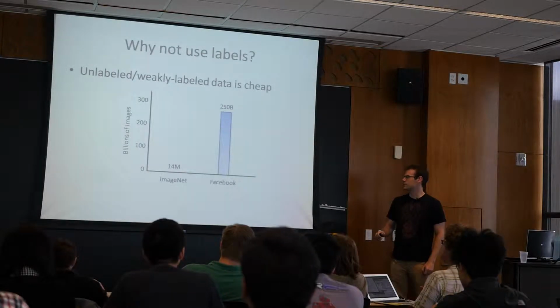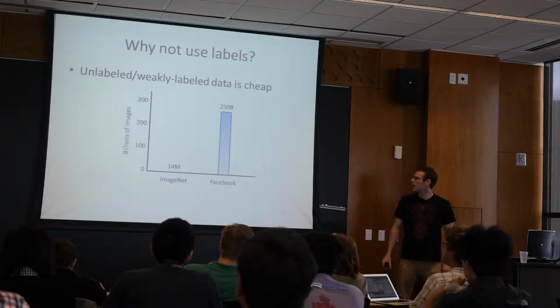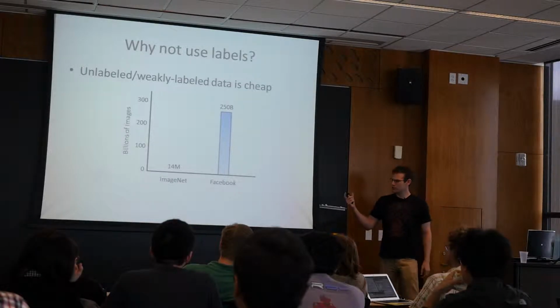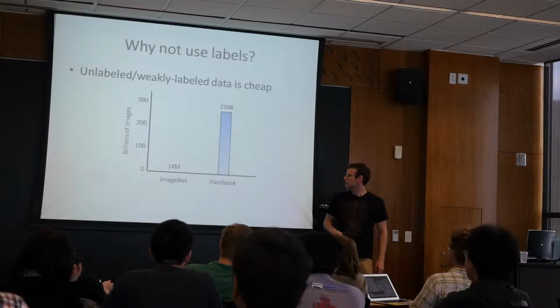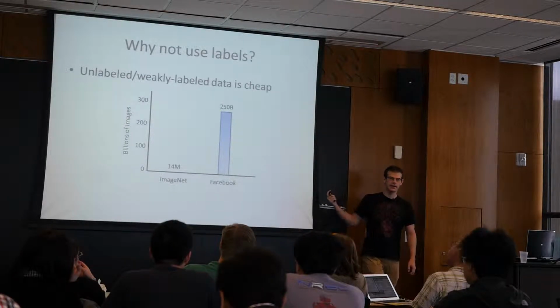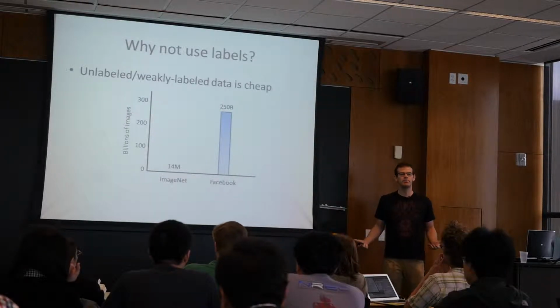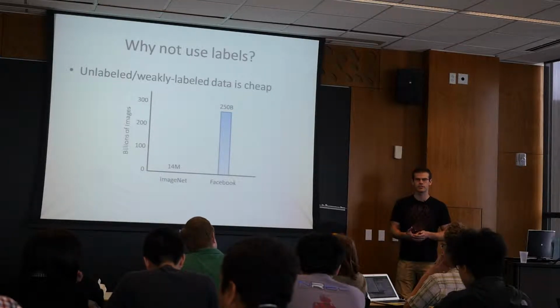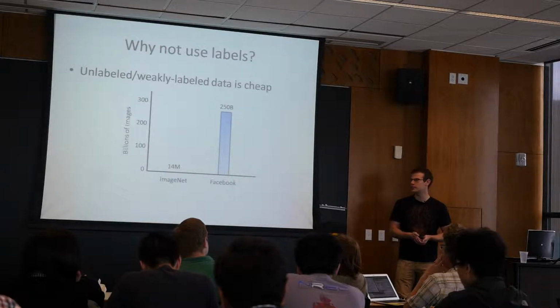But we're not going to assume that we have labels like that. And there's a number of reasons for this. First of all, unlabeled data is much cheaper than labeled data. The largest public labeled data set that we have available to us is ImageNet, with 14 million images. But Facebook has about 250 billion images, which were just uploaded by their users, and don't have much information associated with them.